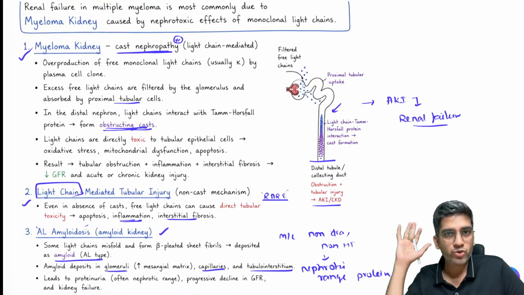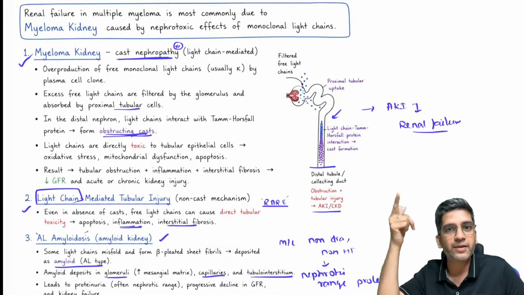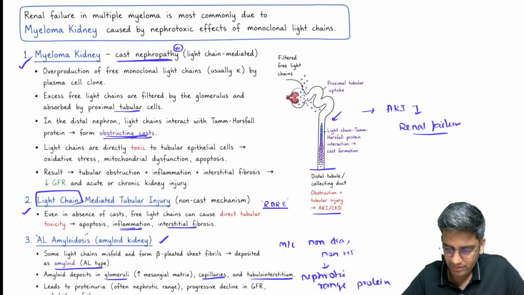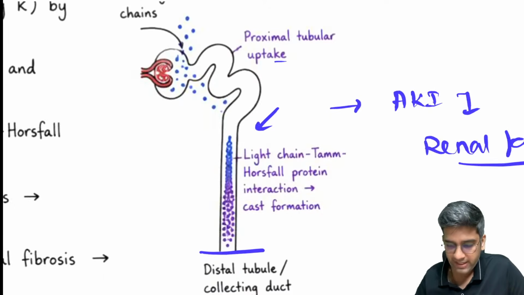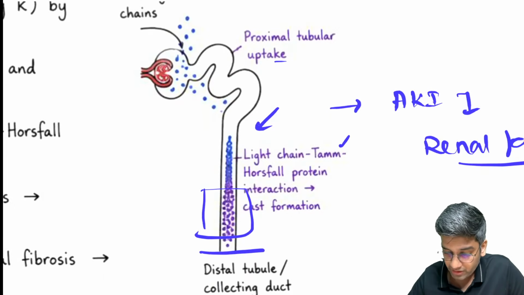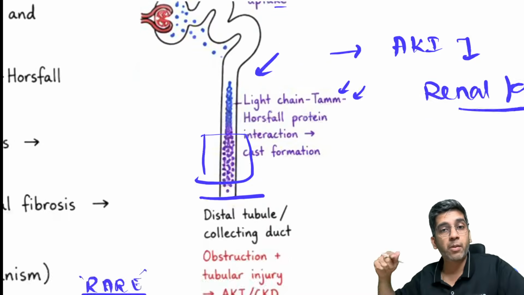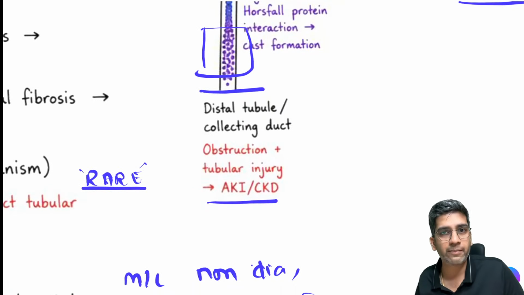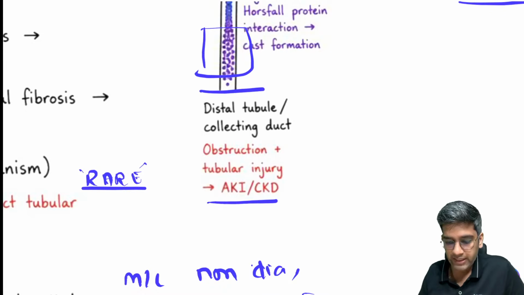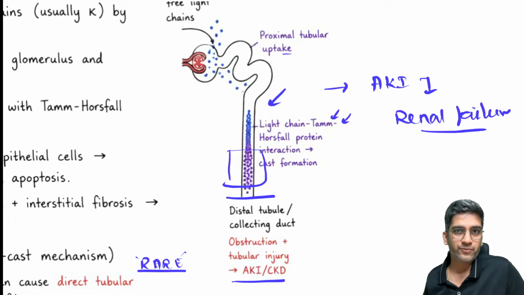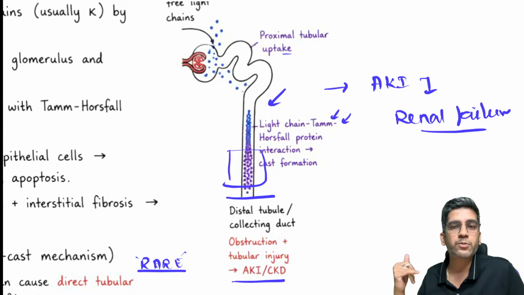See, the reason I used artificial intelligence here is that it tells you how to present a simple diagram. This might not cost much time, right? Draw a simple glomerulus. The light chains are getting filtered. The proximal tubule takes them up and it gets obstructed here. Look at the beauty: it mixes with Tamm-Horsfall proteins, forms the cast, obstructs everything. The moment it obstructs, obviously it will cause tubular damage, tubular injury, which results in AKI. Long term it might result in chronic kidney disease as well, right? So a simple line diagram is enough. You need not draw beautifully. A simple scribble will explain whatever is required.